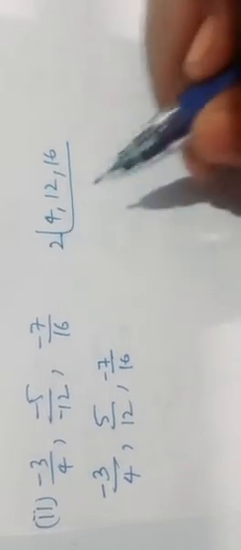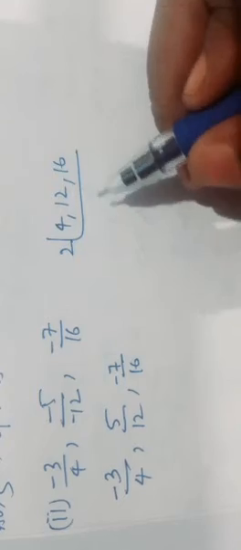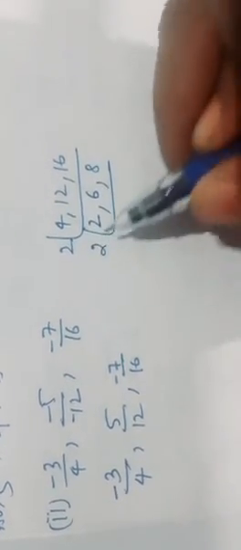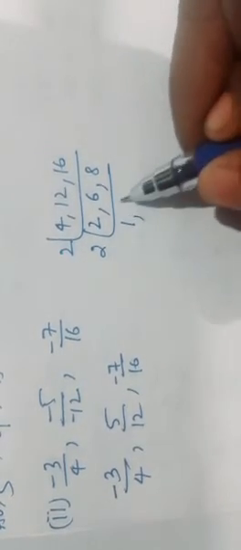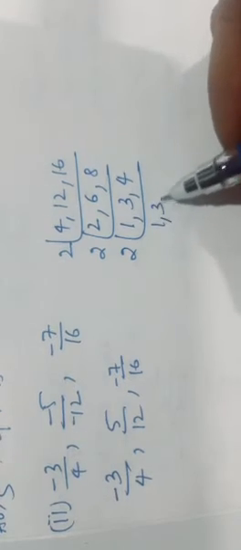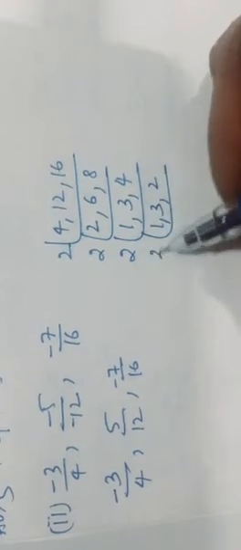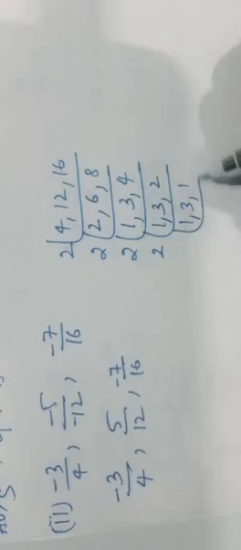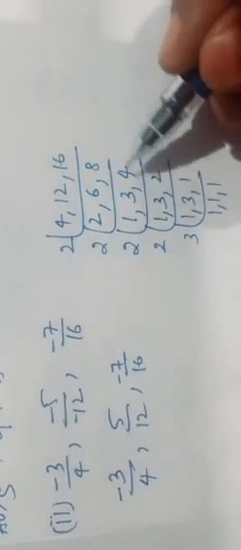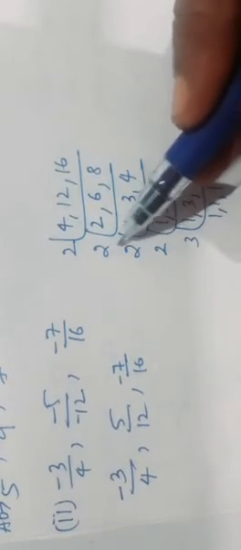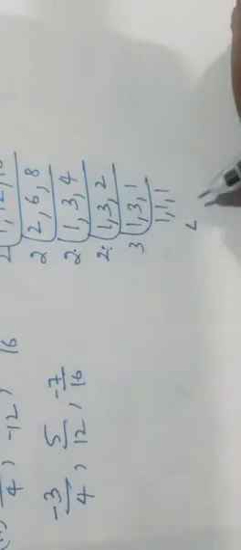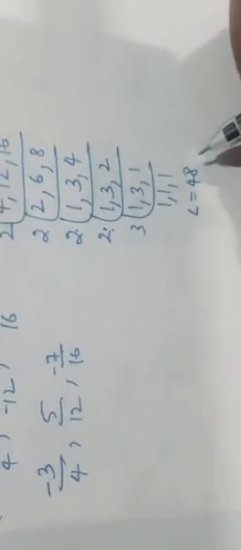We need to divide only with the prime numbers. 2 2s are 4, 2 6s are 12, 2 8s are 16. Again with the 2, 2 1s are 2, 2 3s are 6, 2 4s are 8. Again with the 2 I divide, 2 2s are 4, then with the 2 again, 2 1s are 2, lastly 3 1s are 3. Then we have to multiply. 2 2s are 4, 4 2s are 8, 8 2s are 16, 16 3s are 48. Therefore, LCM is 48, children.